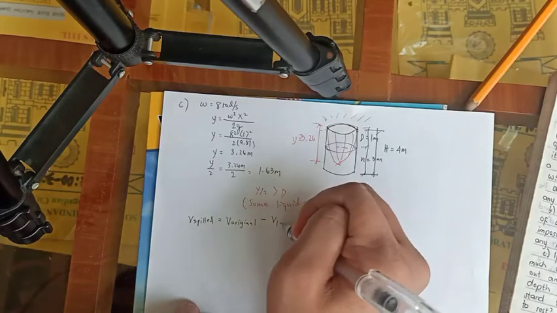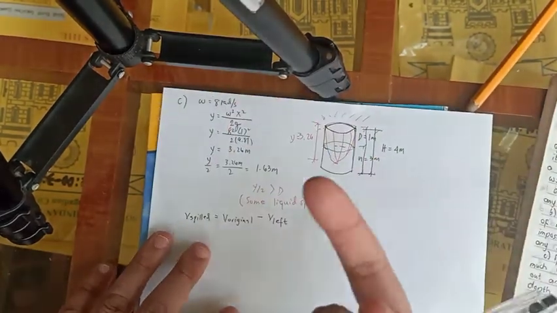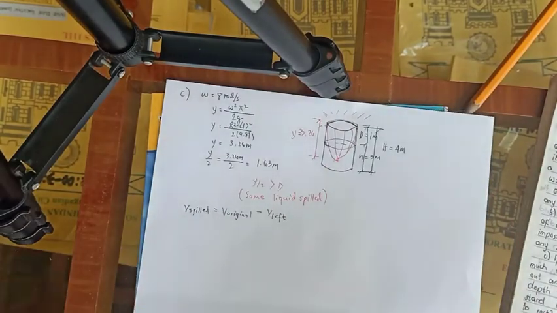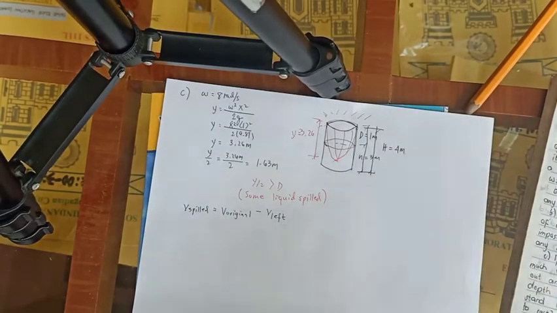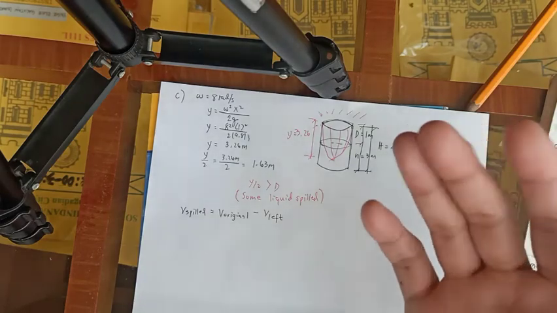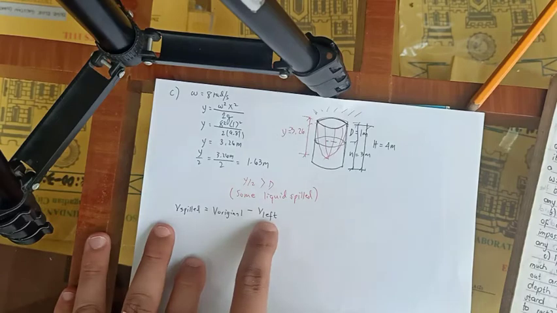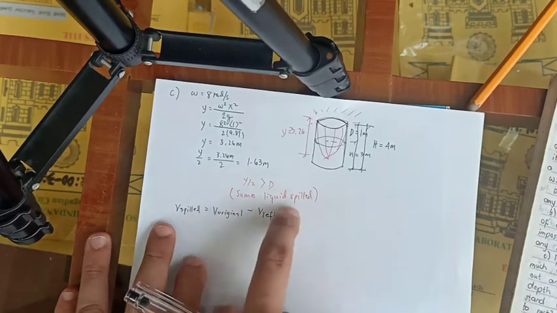minus V left. If it rotates, for example in a washing machine, at full length, maximum revolution, and we know the original volume, then to get the spilled volume is through the volume of the remaining water.